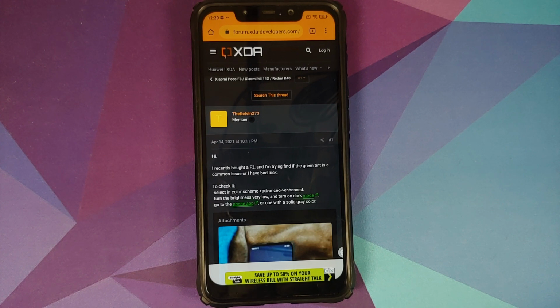Poco F3 and Xiaomi Mi 11X are having green tint screen issues.